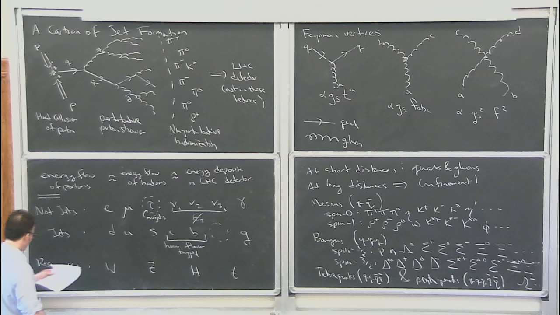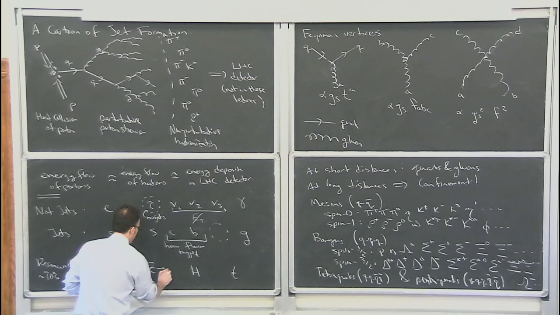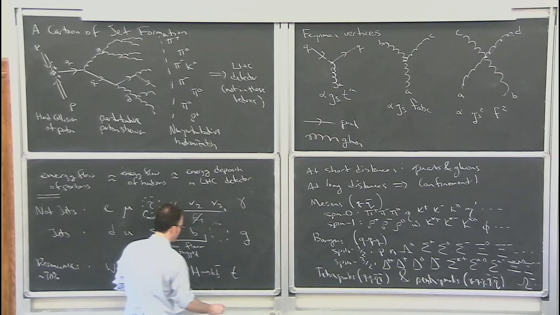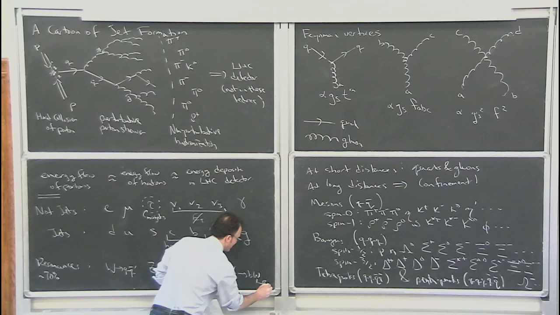However, roughly 70% of the time, each one of them has a hadronic decay. So for example, the W can decay to a quark and an antiquark. So can the Higgs boson. So can the Z boson. The Higgs boson has a 60% branching fraction to b b-bar. The top quark decays to a b and a W. But that W, as we saw, can go to q q-bar with a branching ratio that's around 70%.